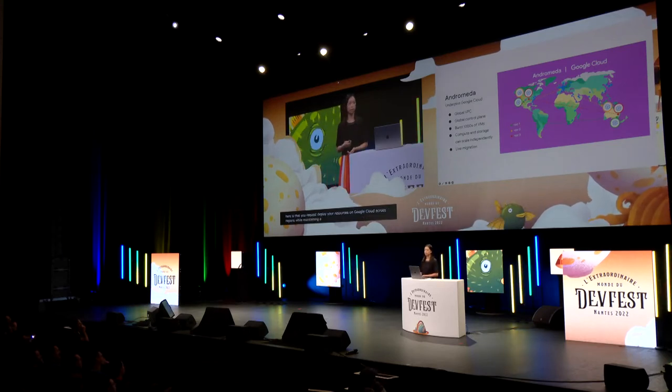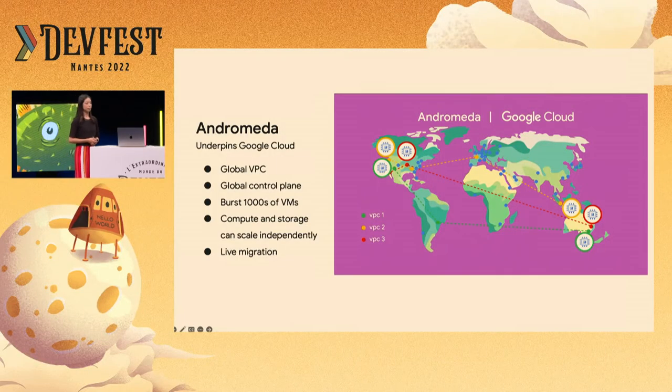So that was all a mouthful, but the key thing here is that it's what allows you to deploy a global virtual private cloud. Compared to other cloud providers, an advantage here is that you can deploy your resources on Google Cloud across regions while maintaining a single virtual private cloud. Andromeda is what enables this. It gives you functional and performance isolation. And with its on-host virtual switch as well as the global control plane, this is what enables you to burst thousands of virtual machines online in a matter of minutes.